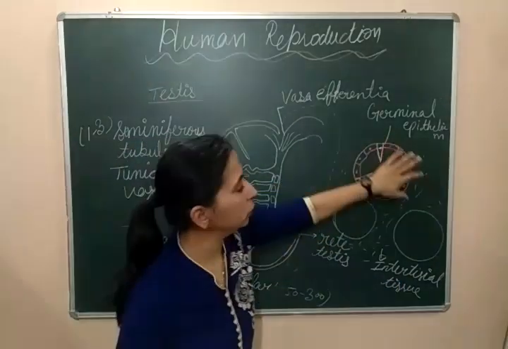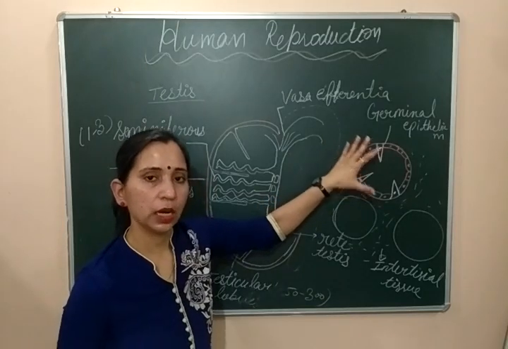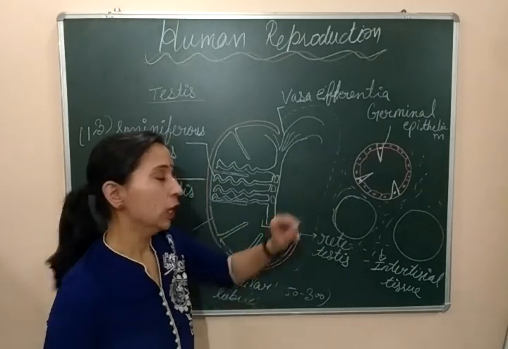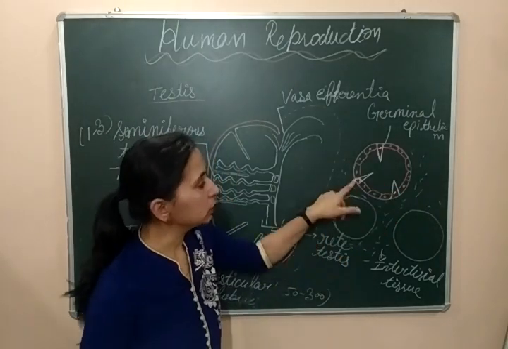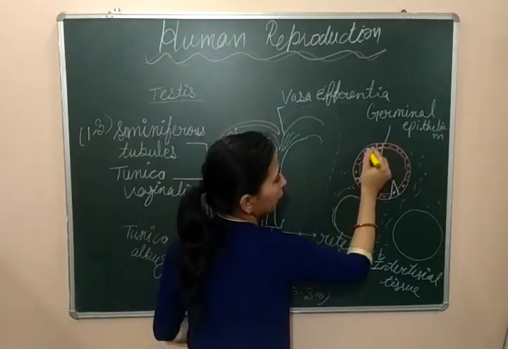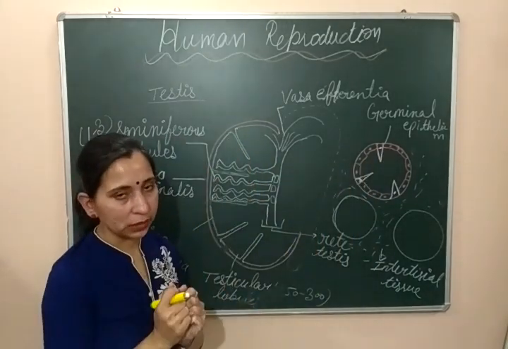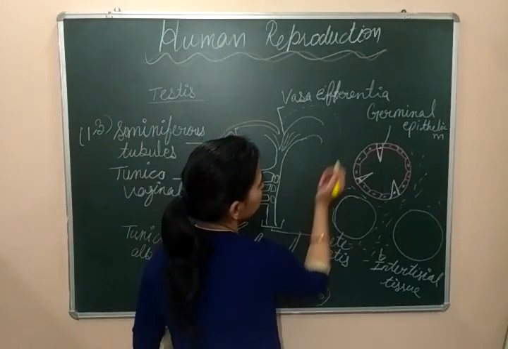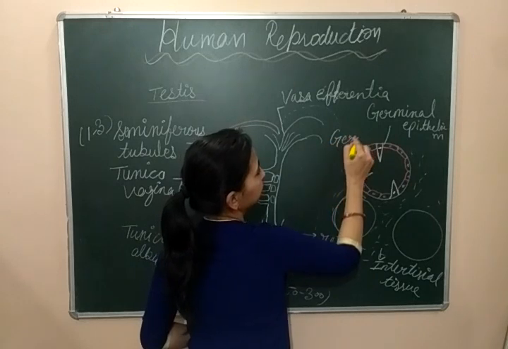Now let's talk about this germinal epithelium. Seminiferous tubules are lined with germinal epithelium where two types of cells are present. Some cells are cube-like, they are cuboidal in nature, and some cells are pyramidal in shape. Let's first talk about the cuboidal cells. These cube-shaped cells that we see here, these cuboidal cells, are known as germ cells.